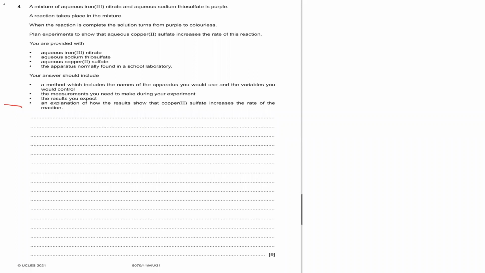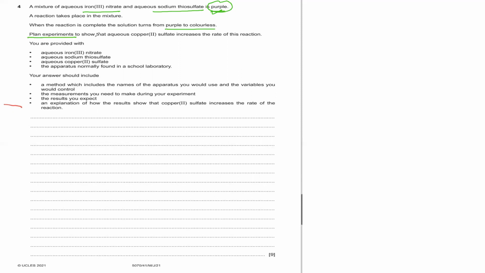The question says we have a mixture of aqueous iron 3 nitrate and aqueous sodium thiosulfate. The mixture of both these chemicals is basically purple, right? A reaction takes place in the mixture, a reaction between the two. That is why you're getting the purple color. When the reaction proceeds between the two, a color change is observed, that's purple to colorless.